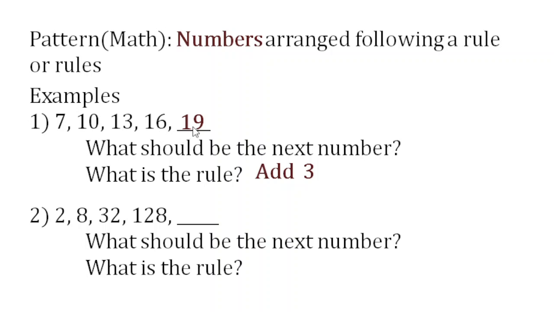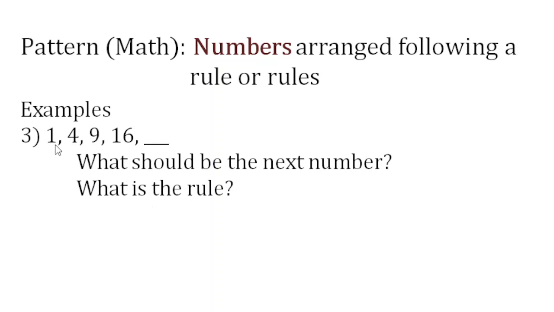How about if we have numbers 2, 8, 32, 128? What should be the next number? Yes, it's 512. What is the rule? Multiply by 4. So we have 2 times 4 is 8, times 4 is 32, times 4 is 128, and times 4 is 512.